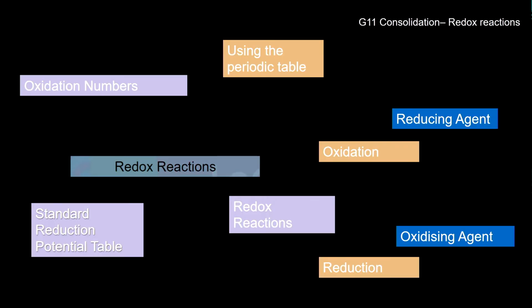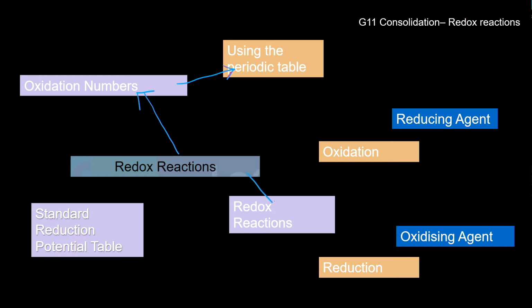So redox reactions, we need to be able to work out the oxidation numbers to tell whether oxidation is happening or reduction. You can use the periodic table, or we can learn the whole list of rules that go along with figuring out the oxidation numbers.